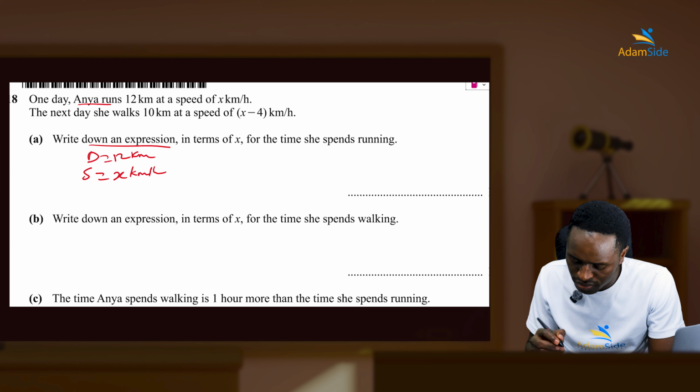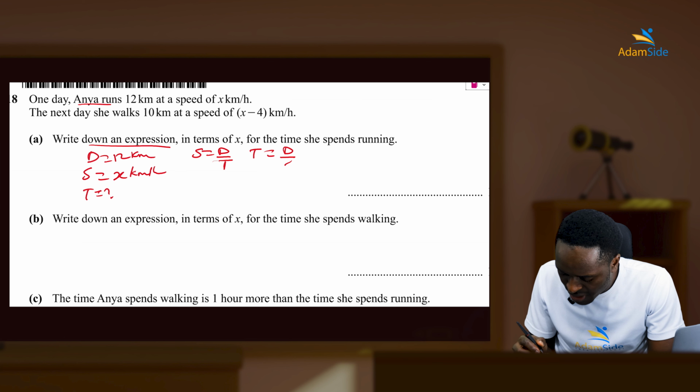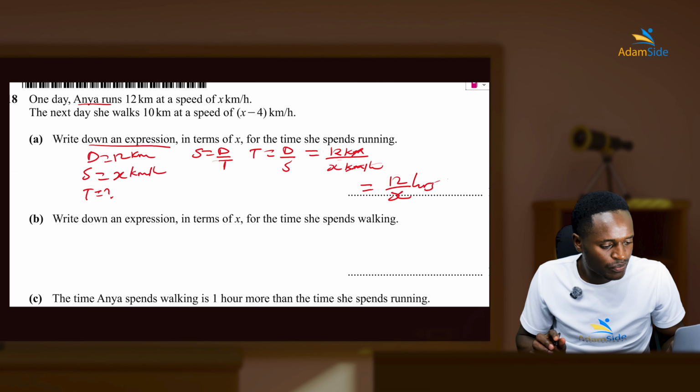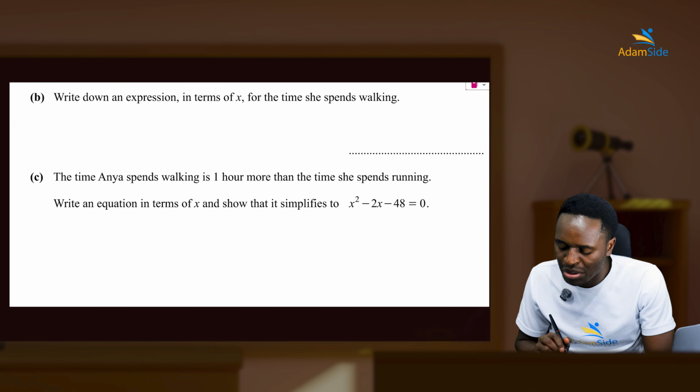The next day she walks. So they want time. So we know speed is equal to distance divided by time. But if you want time, it is the same as distance divided by speed. So distance is 12 kilometers divided by the speed, which is x kilometers per hour. So the answer will be 12 over x hours. You get 1 mark.